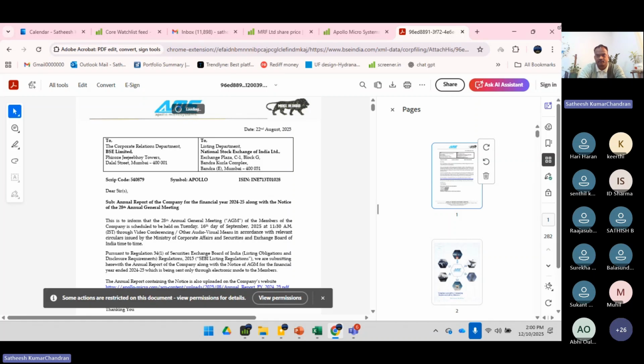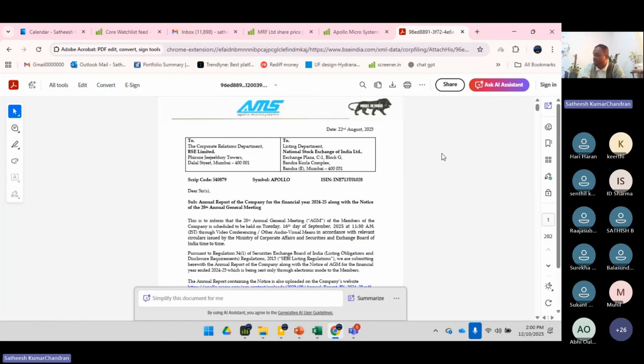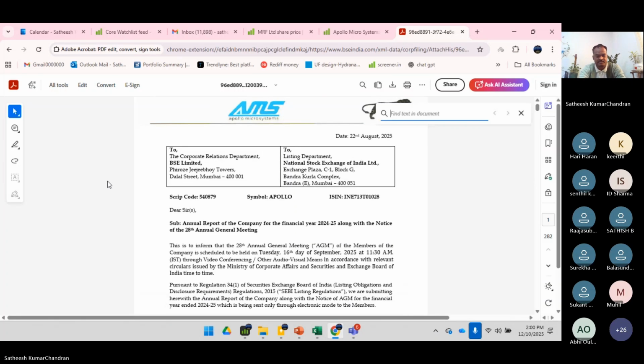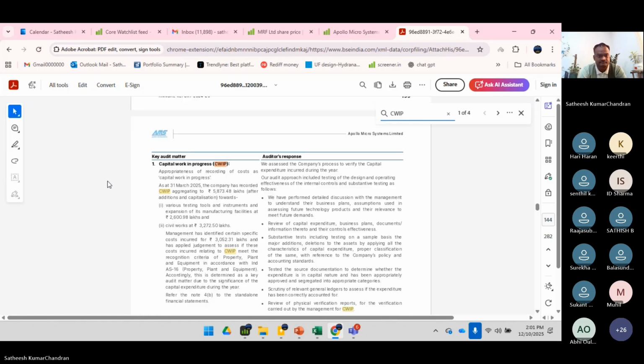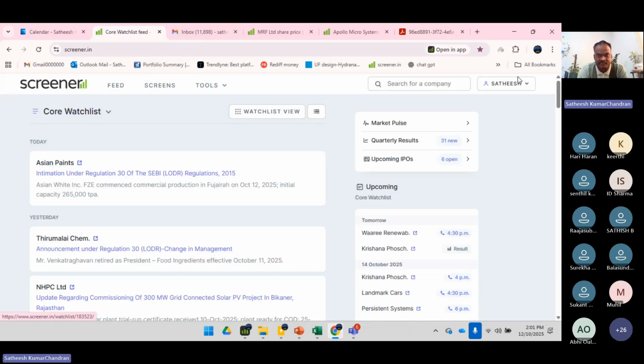Okay, this is Apollo Microsystems. We will see CWIP. See, the company has recorded CWIP of like 58 crores, that is, 5,873 lakhs, and that divided by 100 is 58 crores. Correct. What is mentioned here in Screener is accurate.